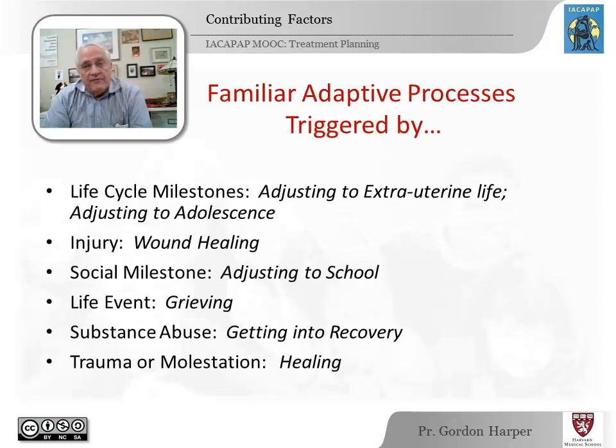We talk about adaptive processes throughout the life cycle. For instance, newborns adjust to extrauterine life. Teenagers adjust to adolescence. After an injury, wound healing occurs. Children start school, there's a process of adjusting to school. After a death or other life event, a process of grieving. In substance use, we talk about the process of getting into recovery, and for those who've suffered trauma or molestation, we talk about a process of healing.